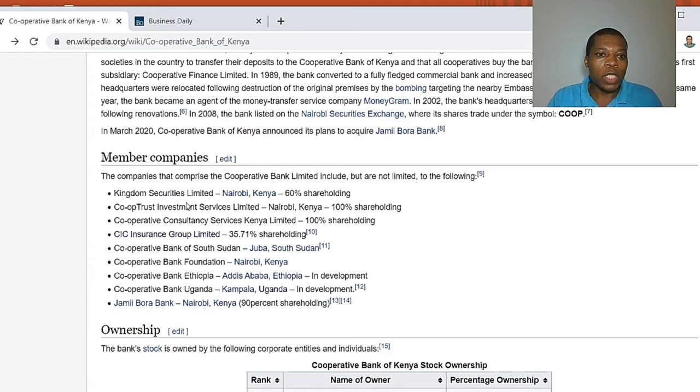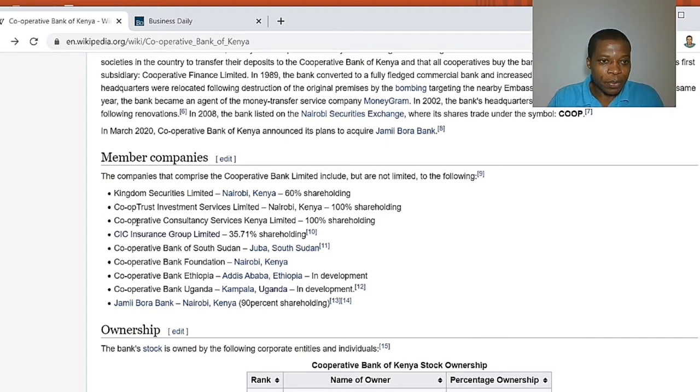One is Kingdom Securities Limited. This is a brokerage company. So if you're interested in buying and selling shares, Kingdom Securities is the best because it also has an online platform which you can use. For example, if you're interested in buying Cooperative Bank, you should be using Kingdom Securities so that you can support your own bank.